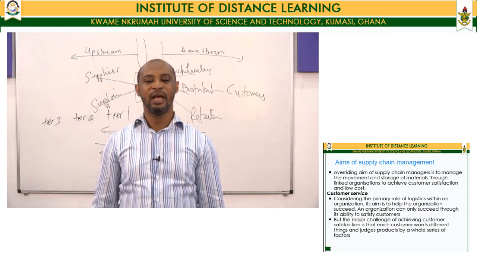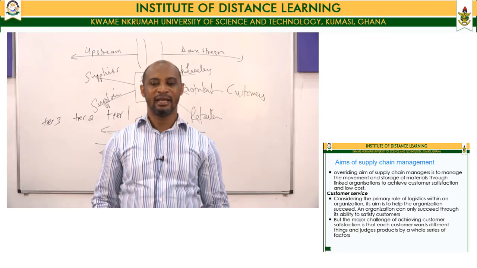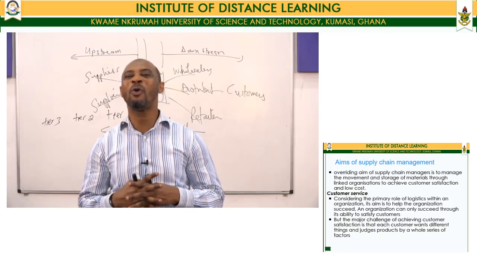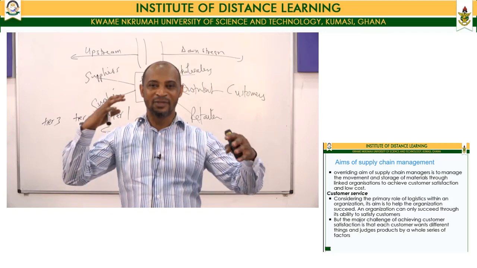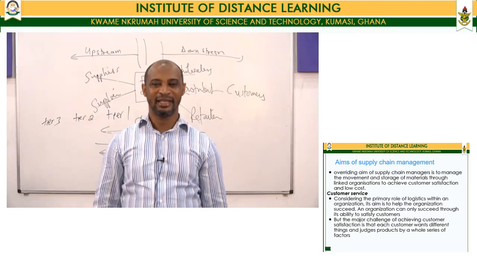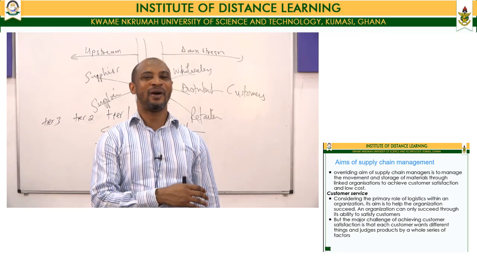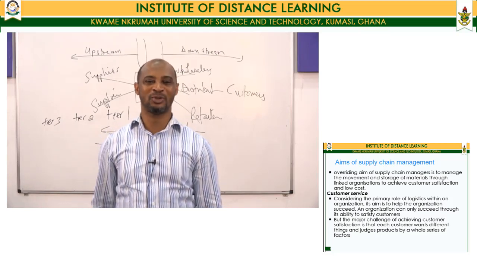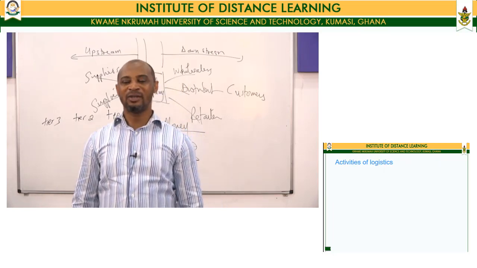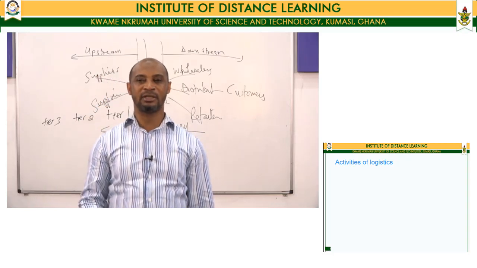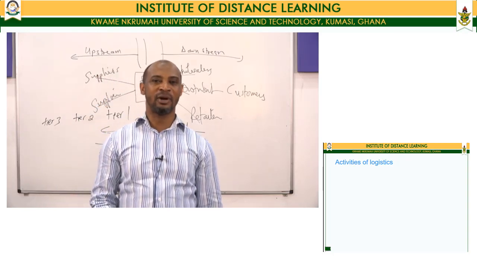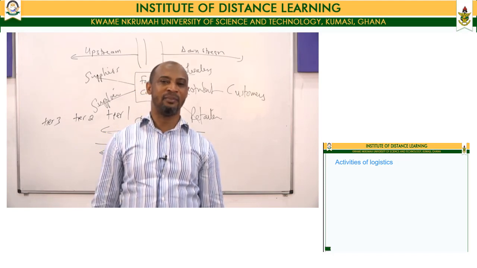And they judge the products in a whole new form. They have their own way of judging the product, and the factors they consider are numerous. So what you can do is to try and do your best. Stay close to your customers, know what they need, talk to them as much as possible, and see the best you can do.